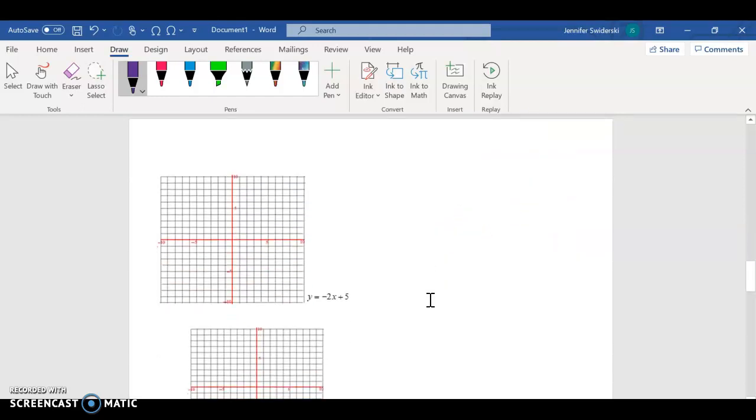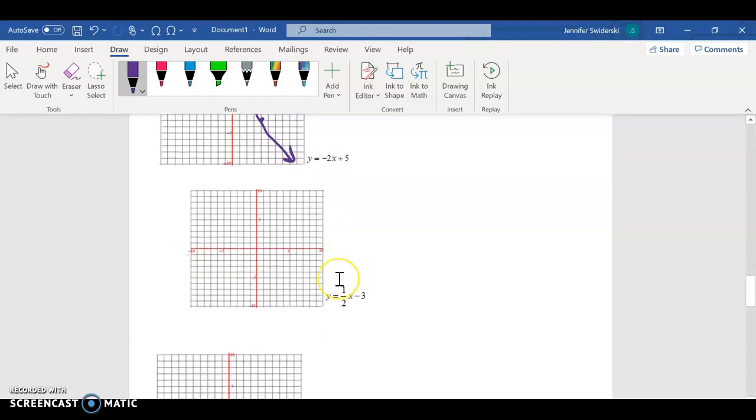Okay, so for this first one, my y-intercept is at 5. We're going to put a dot there. My slope is -2. So I go down 2, to the right 1, down 2, to the right 1, down 2, to the right 1. Draw a straight line. I like to see 2 points to the right of the y-intercept and 2 to the left. So up 2, over 1. Up 2, over 1. Things you need to remember are the arrows on this, all right?